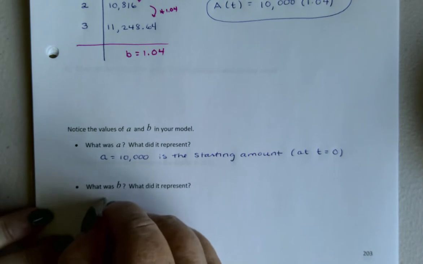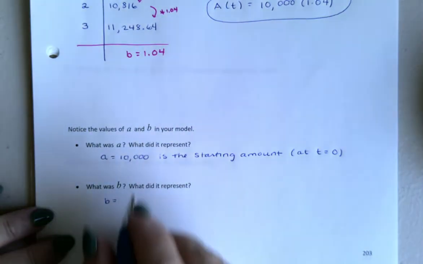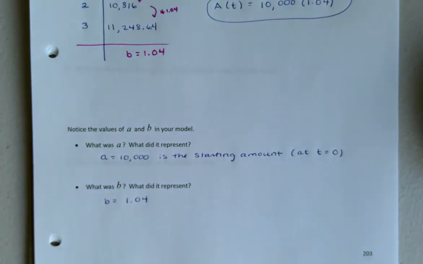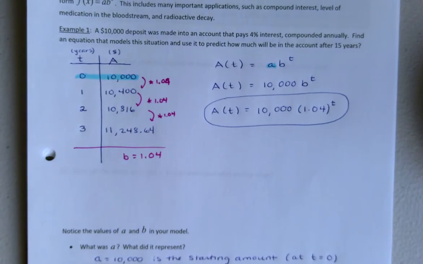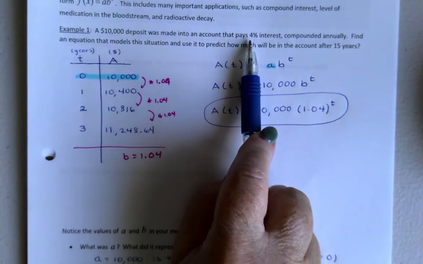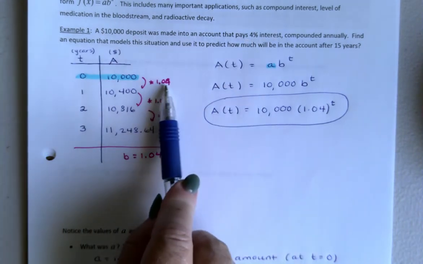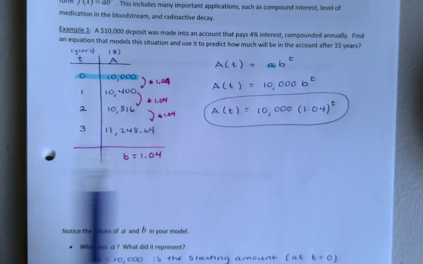B is the 1.04, right? I'd like to think just a little bit more about why that number was 1.04. If you think about this problem again, we were earning 4% interest every year. And 4%, of course, is the 0.04 part. But where did the 1 come from?